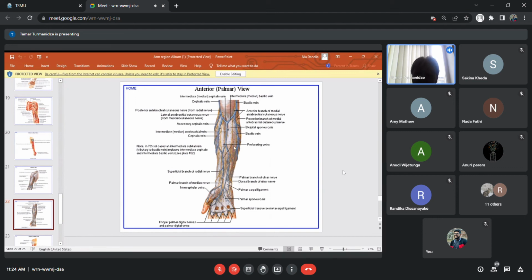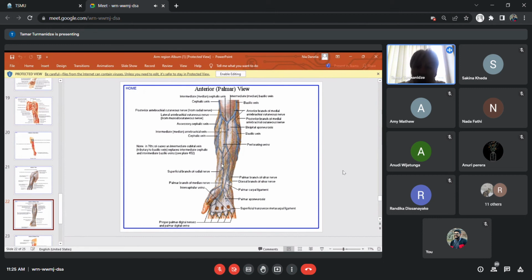Between the cephalic and basilic veins on the forearm, an anastomosis is also formed, which drains into the median cubital vein of the elbow. So on the anterior compartment of the forearm, between the cephalic and basilic veins, superficial veins are also located.